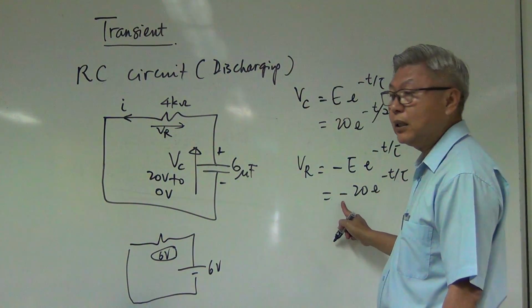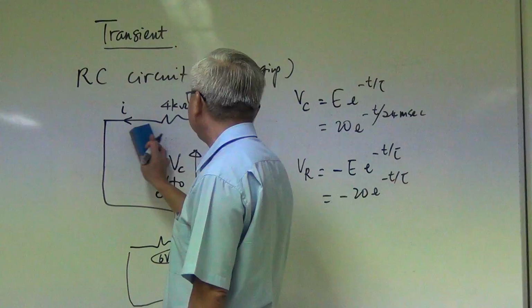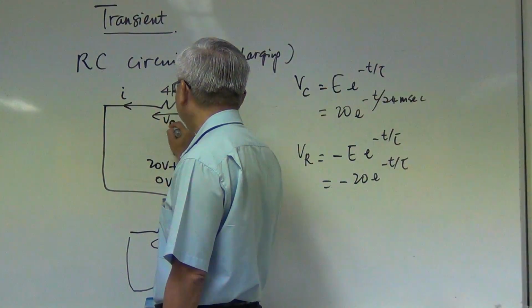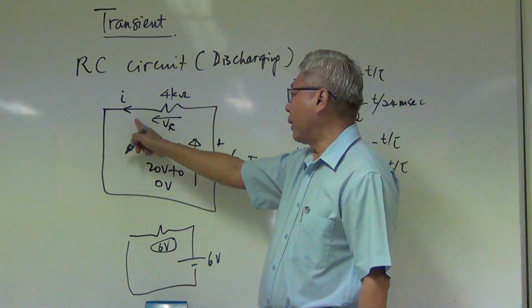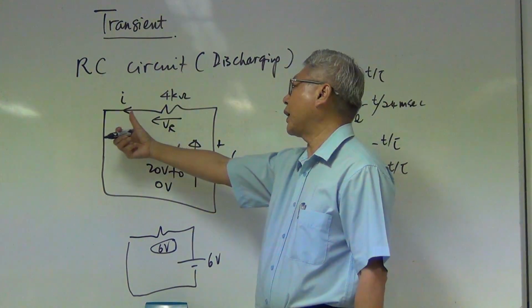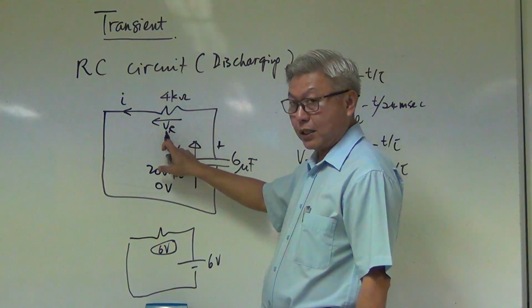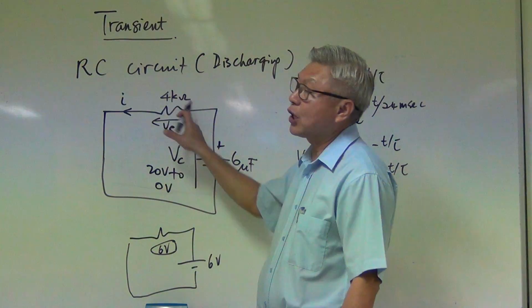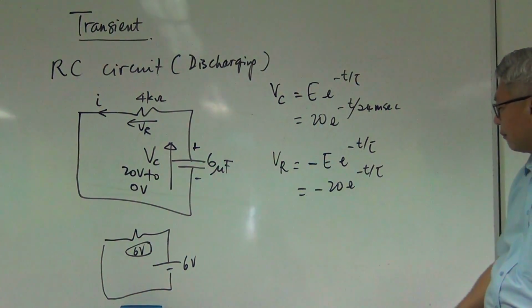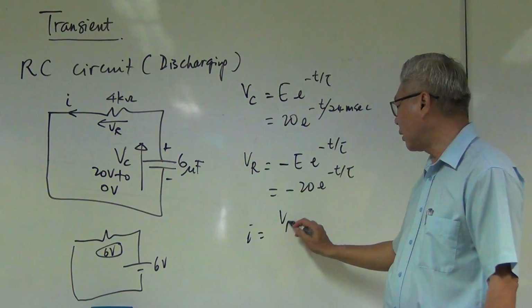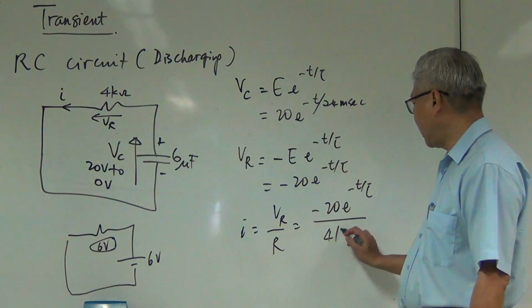Why do we put a minus sign? Because now my current is flowing this way. If I want my VR to have the same definition as my VR just now, my VR was also this way, which is opposite to the current now. The original current was flowing this way, so my VR was correct just now. Now the current is changing direction, so my voltage should have a negative sign. And my current is therefore VR over R, so it's minus 20 e to the minus t over the time constant, divided by my 4k.